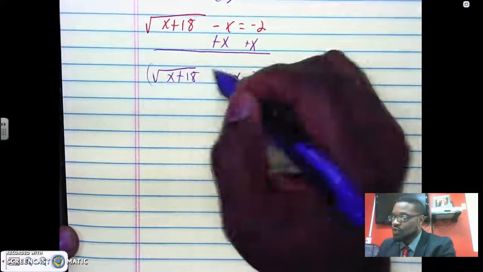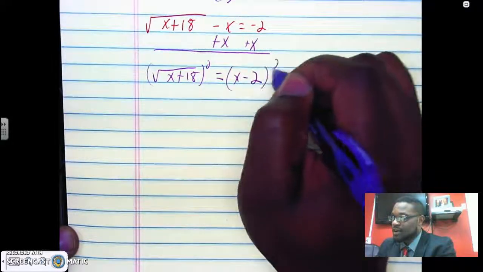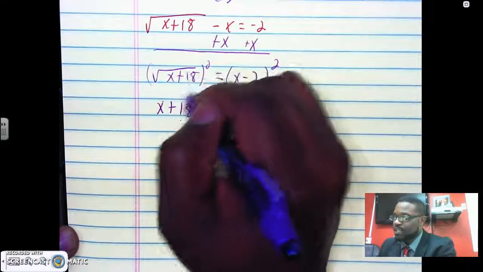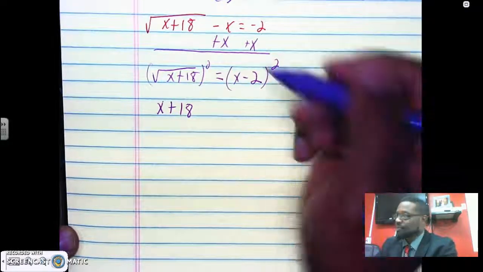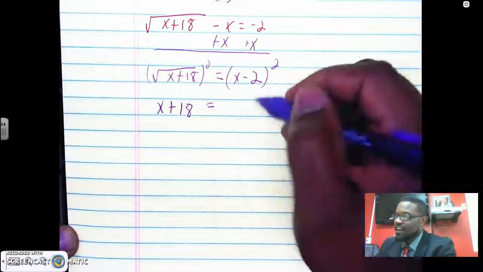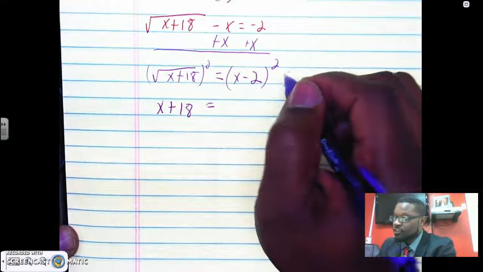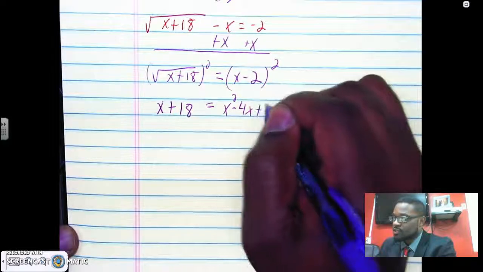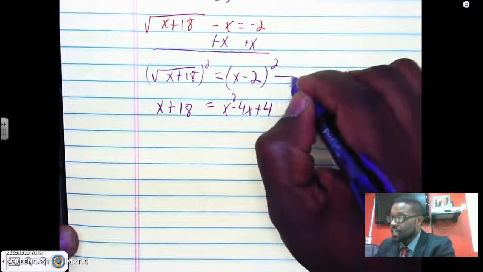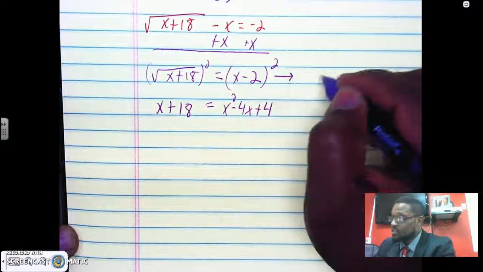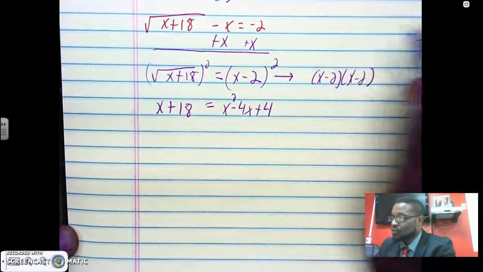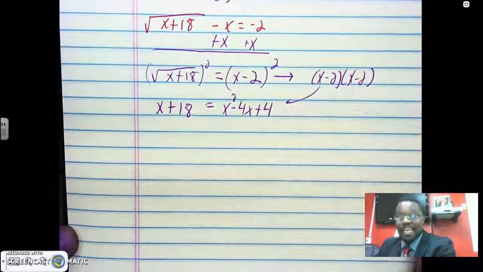Index is 2, so I raise both sides to the second power. Over here I have x plus 18. The bottom basically opens and they drop down. Over here I have a FOIL. This is x squared minus 4x plus 4. Now, understand, this is really x minus 2 times x minus 2, and when you do the FOIL, you'll get that. I know, I've already done it.